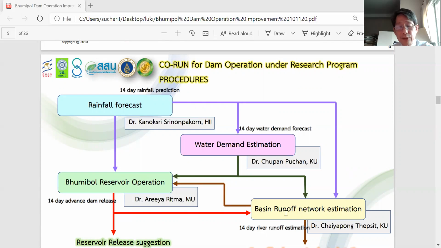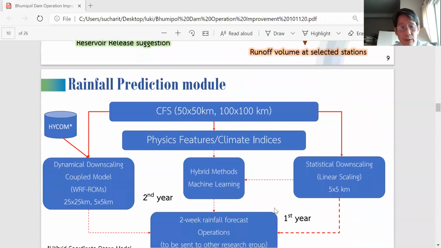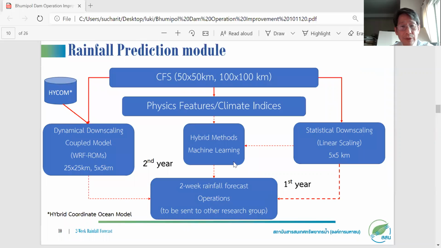So we can know the actual runoff at the main station, how much it will increase from the dam. So this is the idea. From the rainfall prediction, we use CFS at 50 by 50 kilometer resolution. They create some physical features like rainfall, and then we link it with a statistical downscaling, linear, in this year. In the next year, we are trying to use machine learning for that. With this, we can have a 2-week rainfall forecast to be sent to other groups.